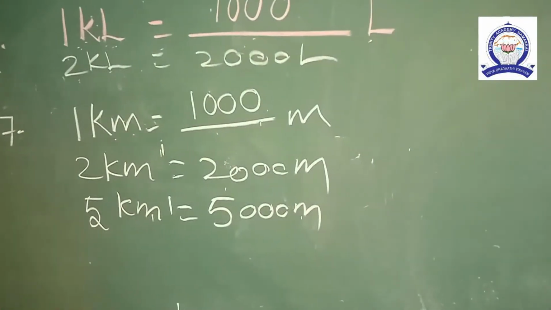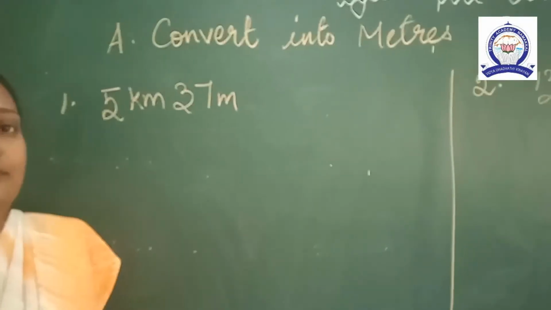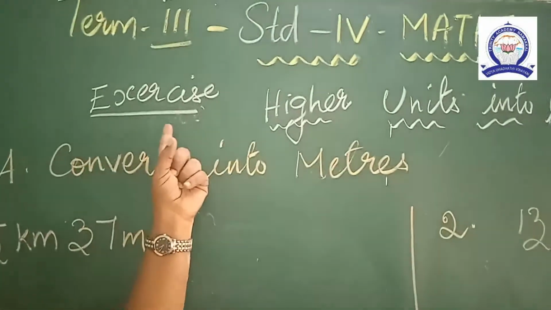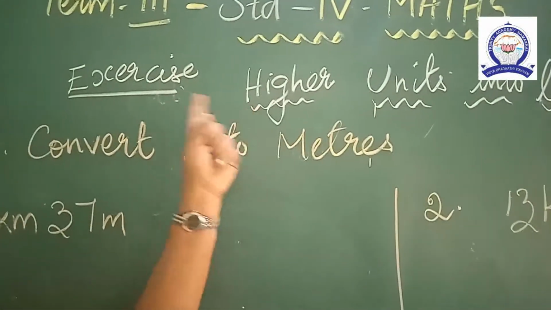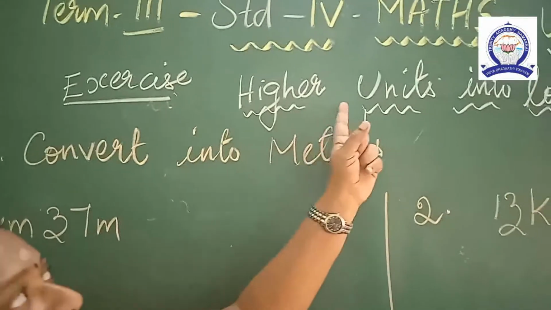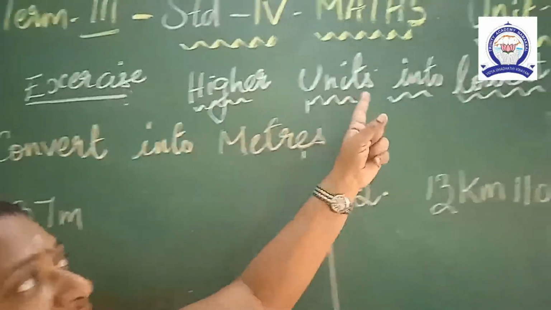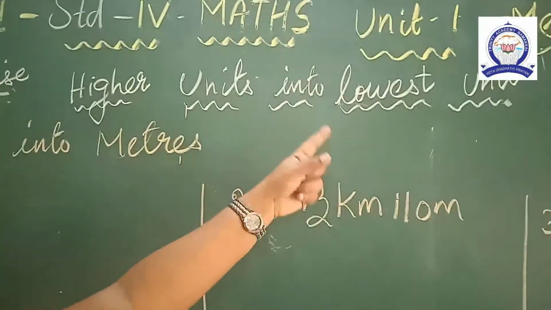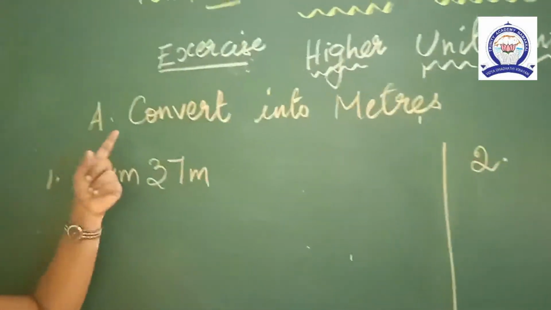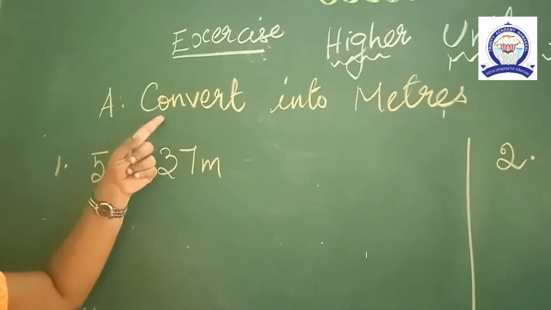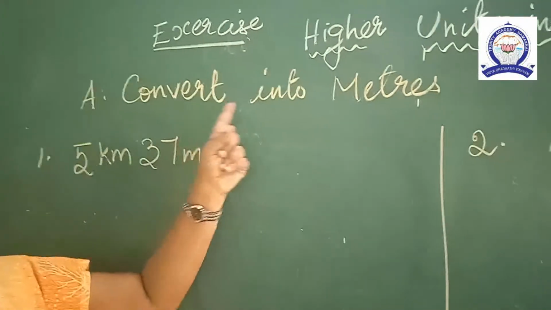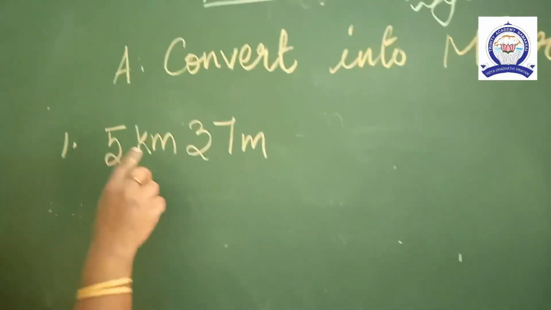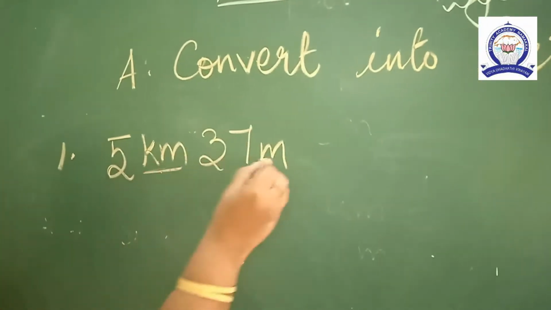Okay, children. Next, we see the exercise sum. Exercise 1. We are going to convert higher units into lower units. See here, a question. Convert into meters. First question. So we have to convert this kilometer into meter.